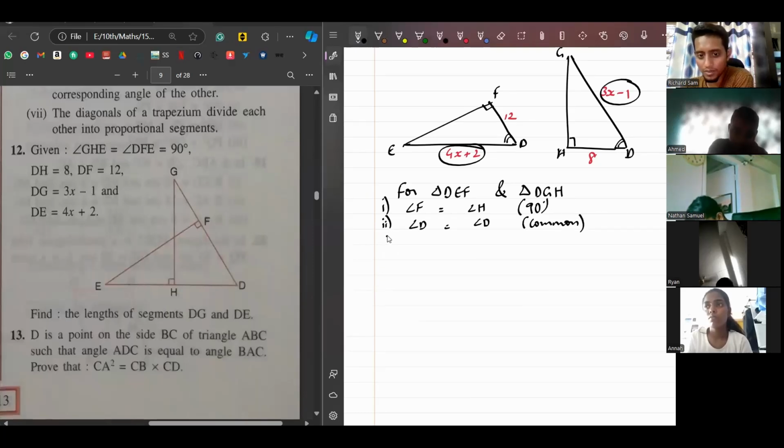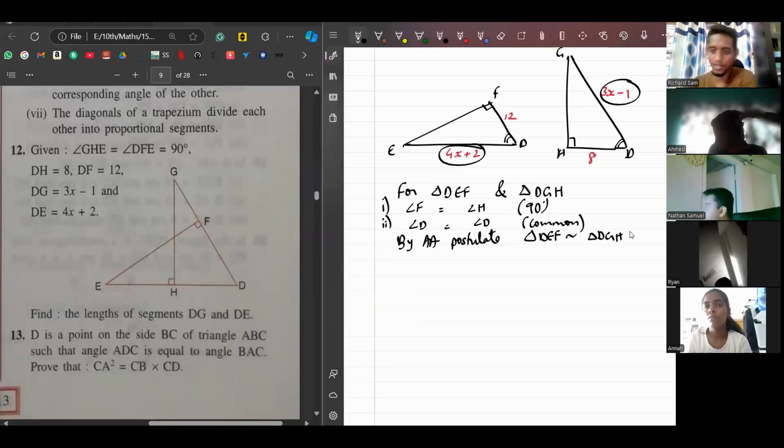Okay. So we can write by AA postulate, these two triangles are similar. That is, triangle DEF is similar to triangle DGH. Is everyone clear how we prove the two triangles are similar? This is one of the theorems, AA postulate, right?